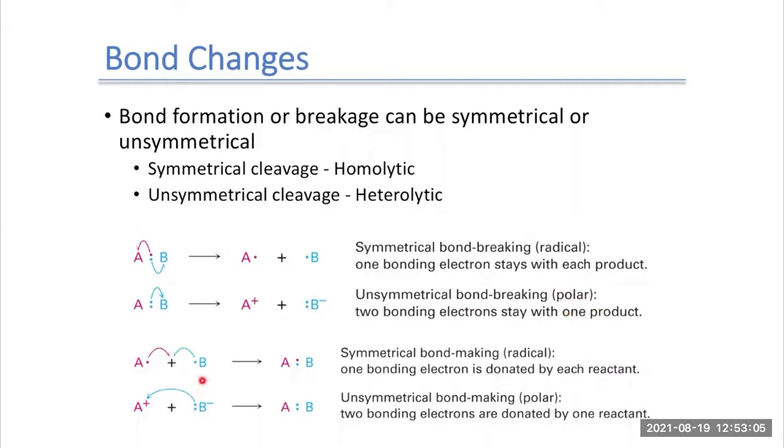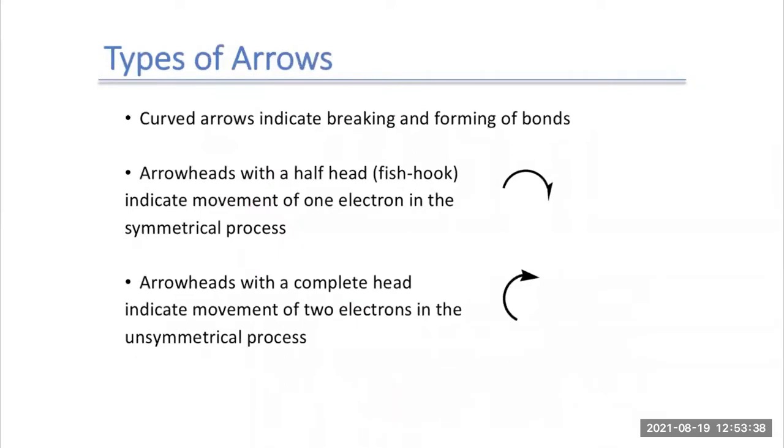And we can have the same thing with bond formation. If I have a symmetrical bond formation, each atom will donate one electron to form a new bond. If it's unsymmetrical, one atom will donate two electrons. One atom will donate its lone pair to form the bond. And so you can see the shape of the arrows are a little bit different. That's when we talk about our types of arrows.